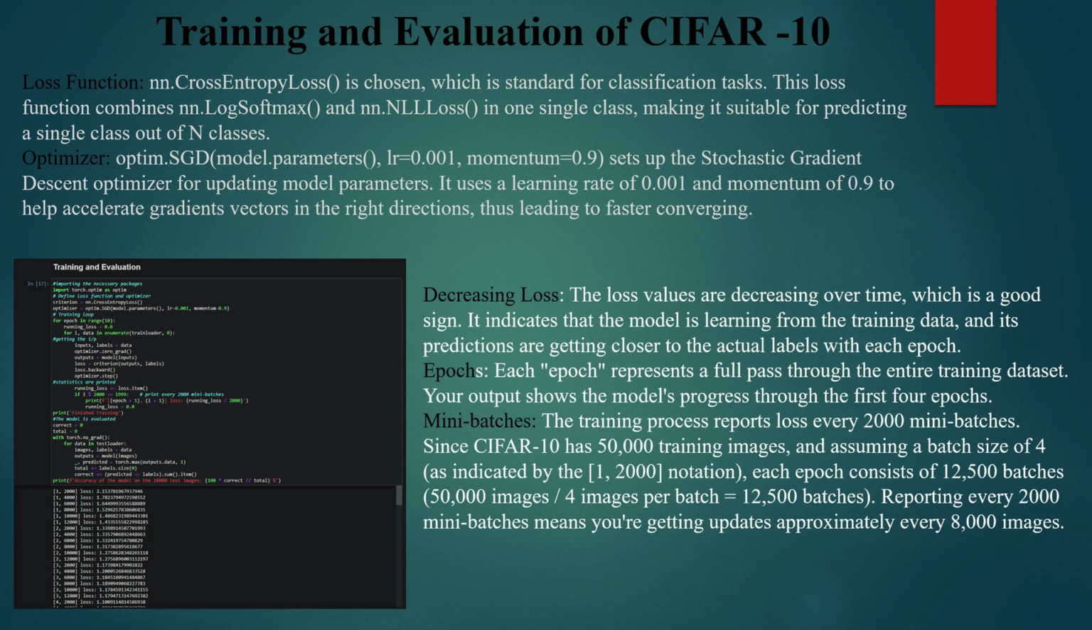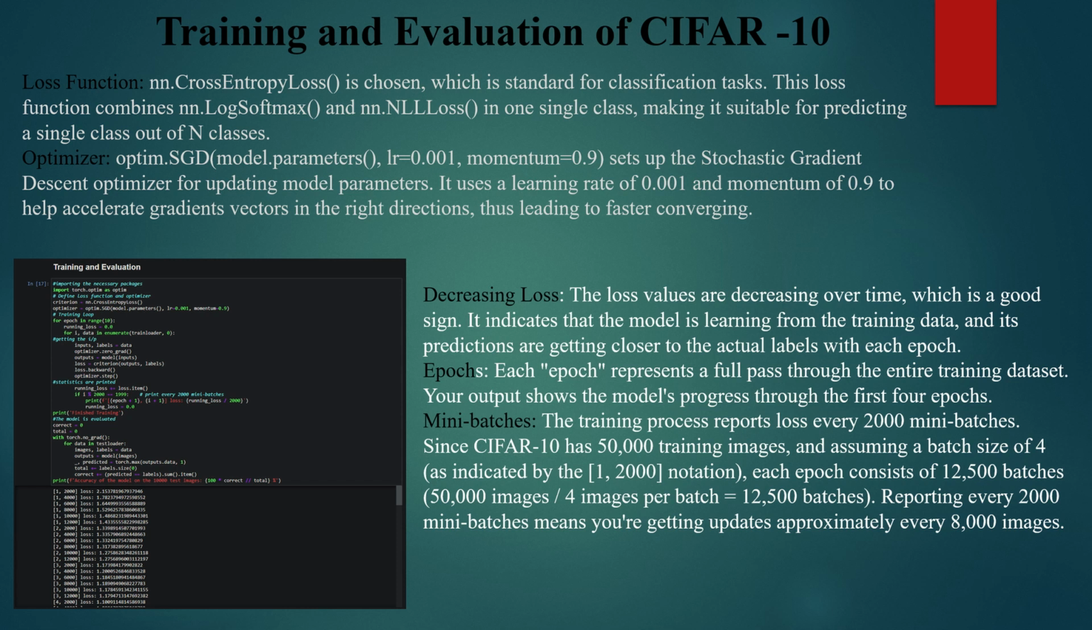From the output, we can see the loss values are decreasing over time, which is a good sign. It indicates that the model is learning from the training data. The optimizer reduces the loss function step by step, indicating that the model is learning. An epoch represents a full pass through the entire training dataset. The training process reports loss every 2000 mini batches. Since CIFAR-10 has 50,000 training images and assuming a batch size of 4, each epoch consists of 12,500 batches. Reporting every 2000 mini batches means you are getting updates approximately every 8,000 images.